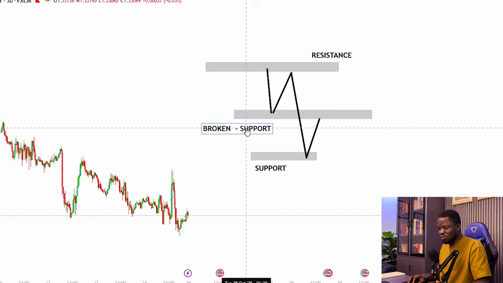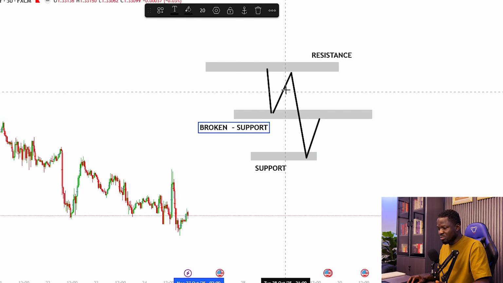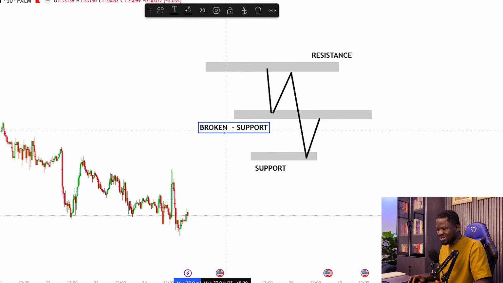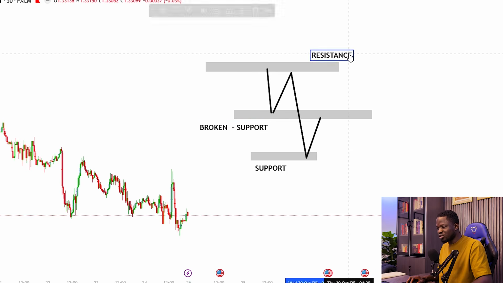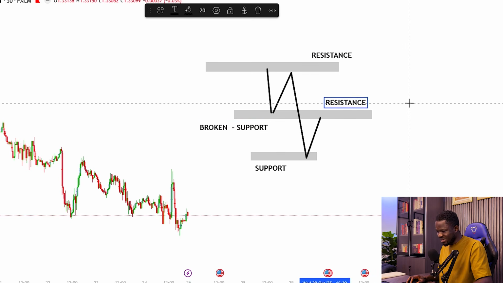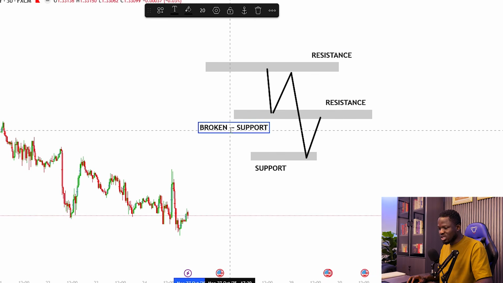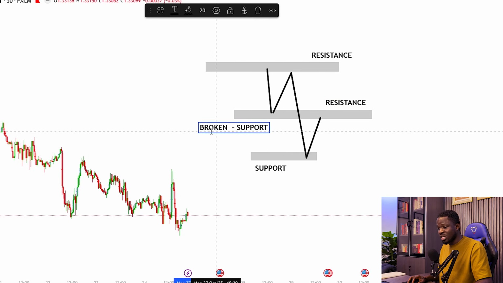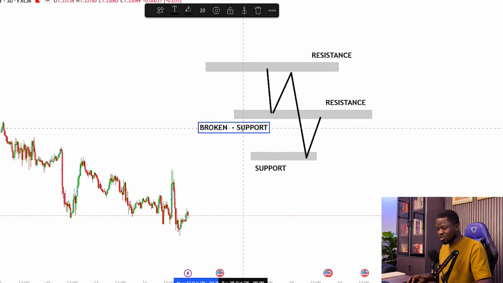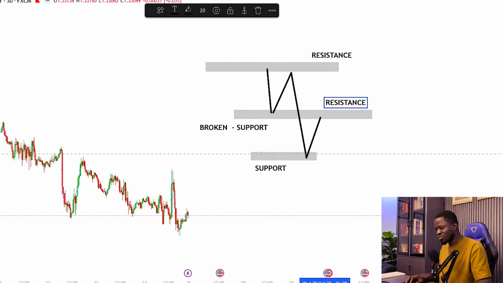So this zone was formerly support, broken by the price, now turned to broken support. Since price is retesting this zone again, we are going to call it resistance. Why? Because it was formerly broken support, now turned to resistance.